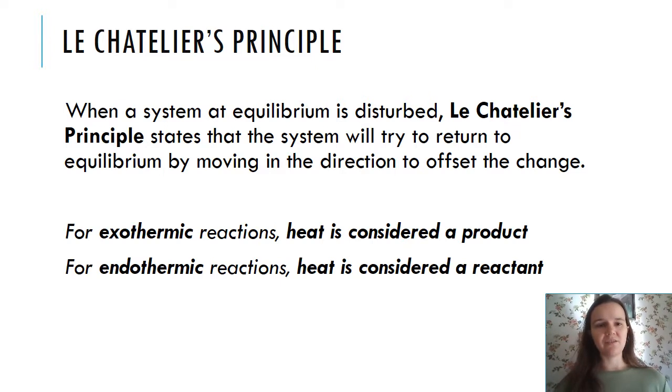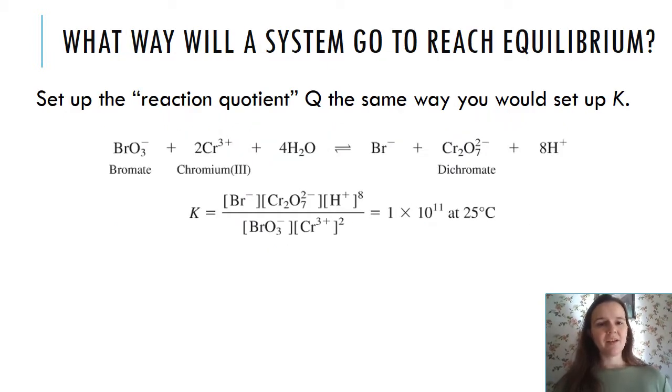If your reaction includes heat in some way, you have to think about where that goes. For exothermic reactions, we consider heat to be a product on the right-hand side. For endothermic reactions, heat is considered to be a reactant, so it's on the left-hand side. To figure out mathematically which way a system will go to reach equilibrium, you set up a reaction quotient, which is big Q for quotient. And you do this the same way you set up the equilibrium constant.